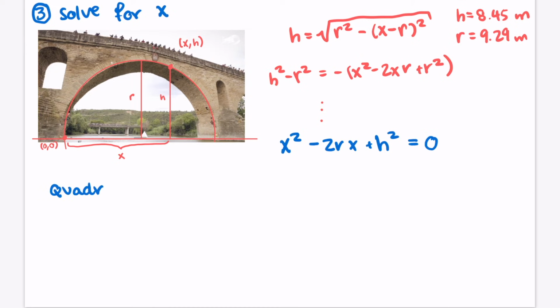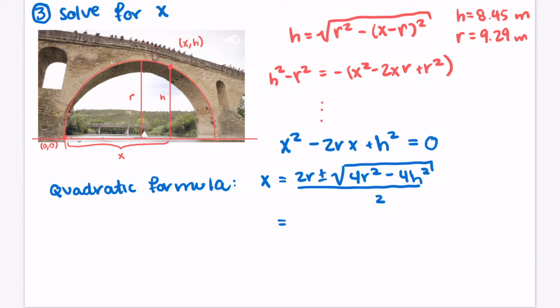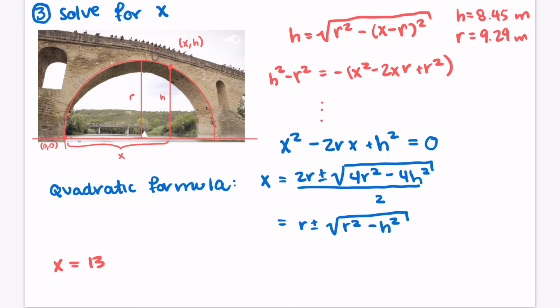The quadratic formula tells us the zeros of a degree 2 polynomial like this. So, this tells us that x is equal to 2r plus or minus the square root of 4r squared minus 4h squared, all over 2, which simplifies to r plus or minus the square root of r squared minus h squared. We already know the values of r and h from our previous calculations, so we can plug those into this formula to get two options for the value of x.